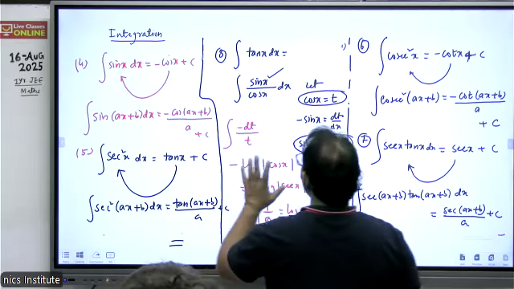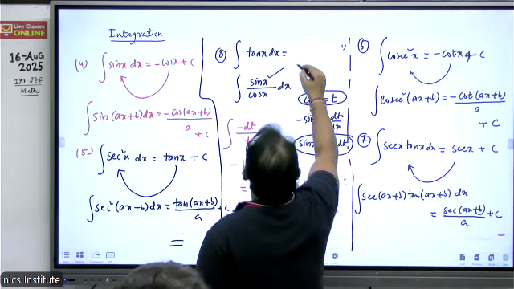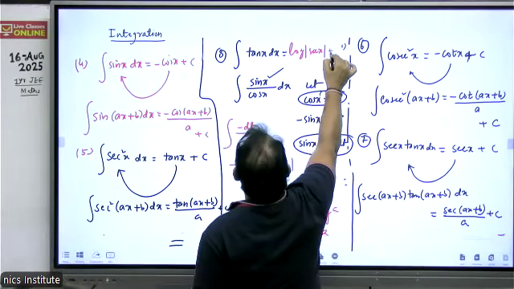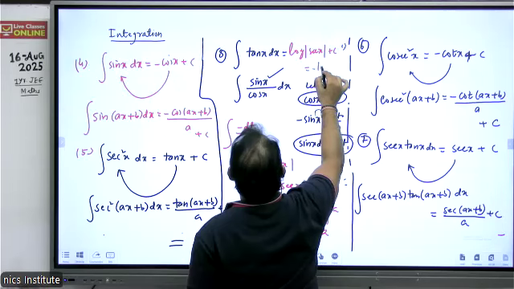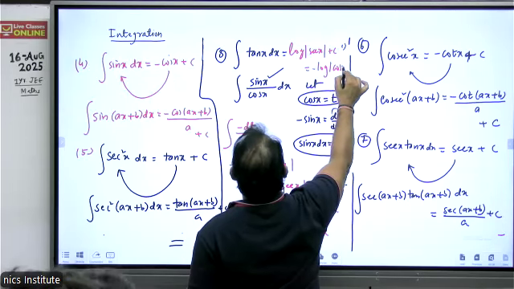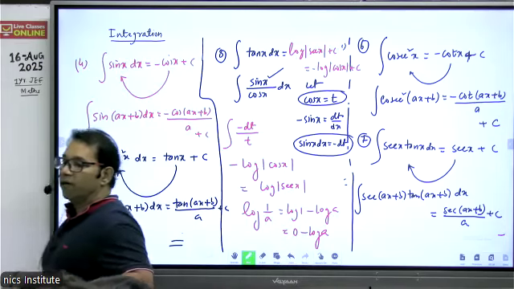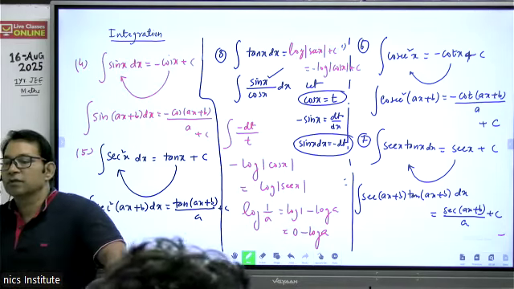So now we have the formula for tan x: either log of sec x or minus log of cos x. So we have derived it using substitution.